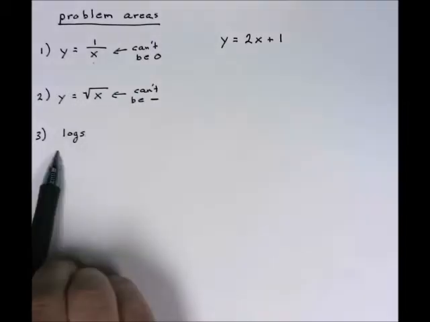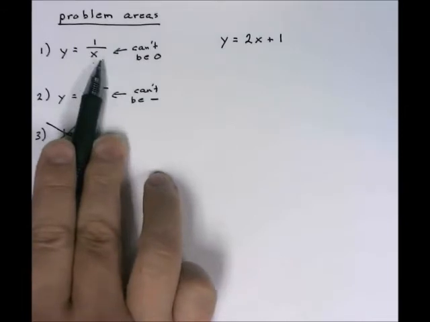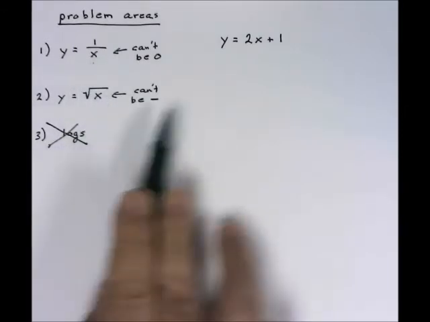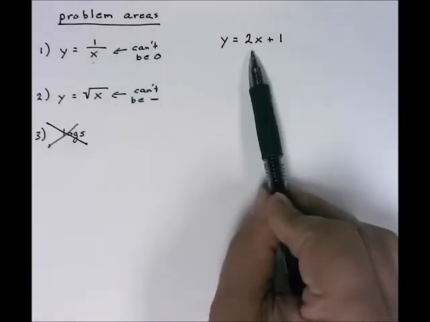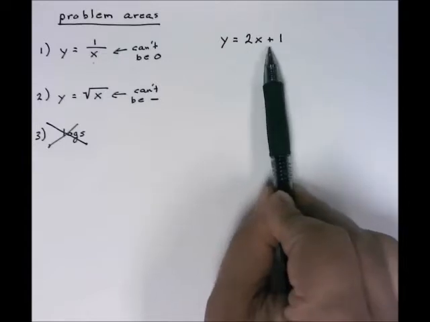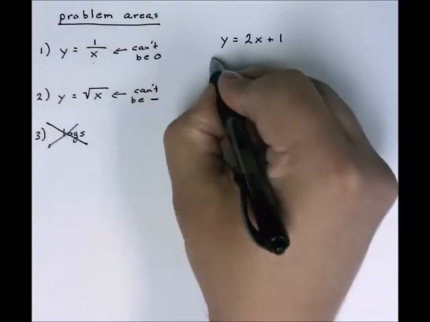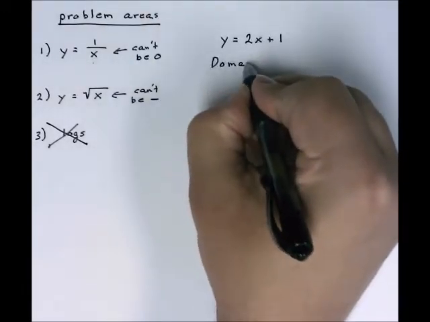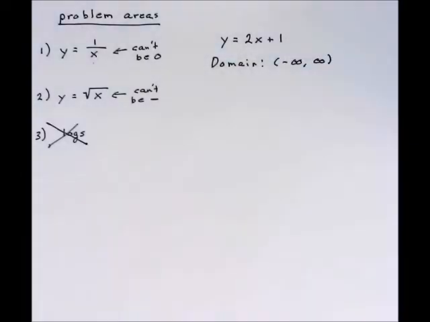The third problem area you'll run into is logs, which will be at the end of the course, so don't worry about those yet. Right now you just have to worry about variables in the denominator or radicals. So when they ask you for the domain of something such as this, just ask yourself, do I have variables in the denominator? No, in this case we don't have a denominator. And do I have some radical? Nope. And if you answer no to both of those questions, the domain is all real numbers. So let's do one with a problem.